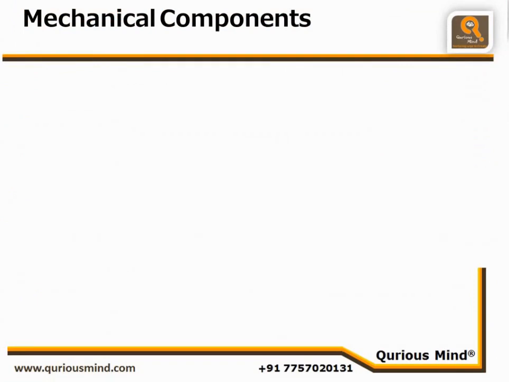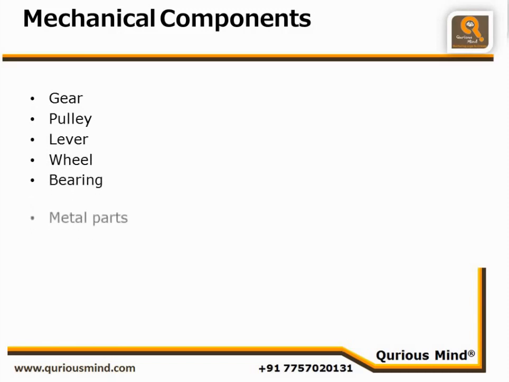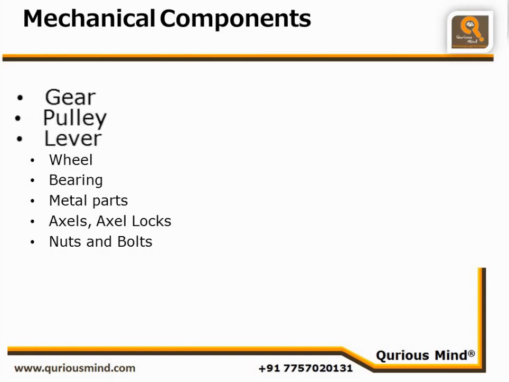Let's now look at mechanical components that will be extensively used during construction of a robot. Can you name one mechanical component each? Okay, then here is the list of mechanical components: gear, pulley, lever, wheel, bearing, metal parts, axle and axle locks, and lastly, nuts and bolts. In today's session, we will focus on gear, pulley and lever. We will learn how to construct various motions using these three components.